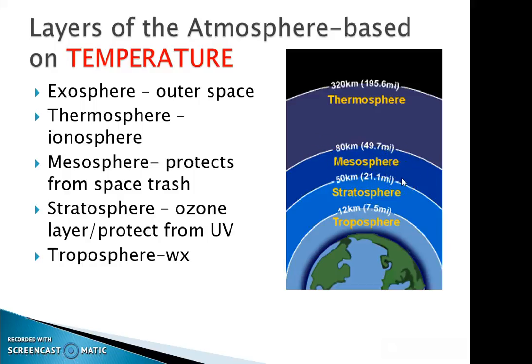This one we taught you in 6th grade, that the mesosphere is where meteors burn up. It does in fact also protect us from space trash. We've left some things out in space over time, and most of the time they burn up in the mesosphere. So a lot of our meteor showers, what you're seeing is pieces of rock that are breaking apart in the mesosphere. The thermosphere is very, very hot, and this is where you're also going to find the ionosphere, and the exosphere refers to outer space.